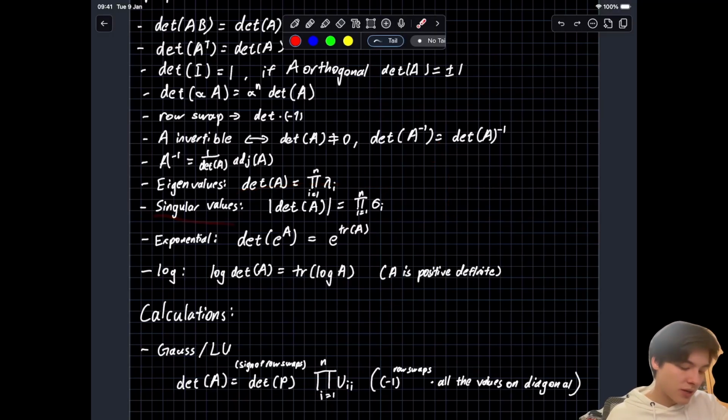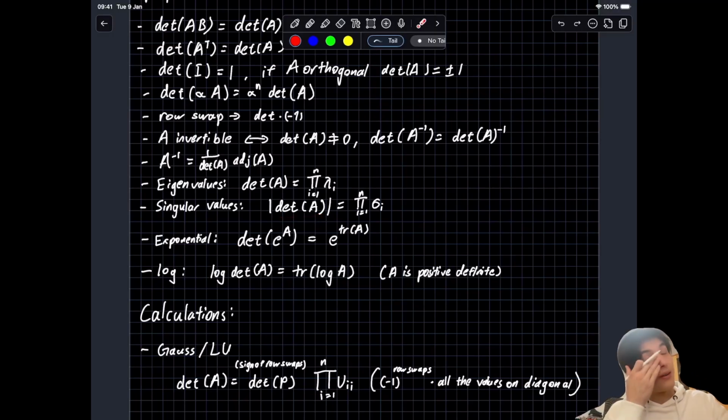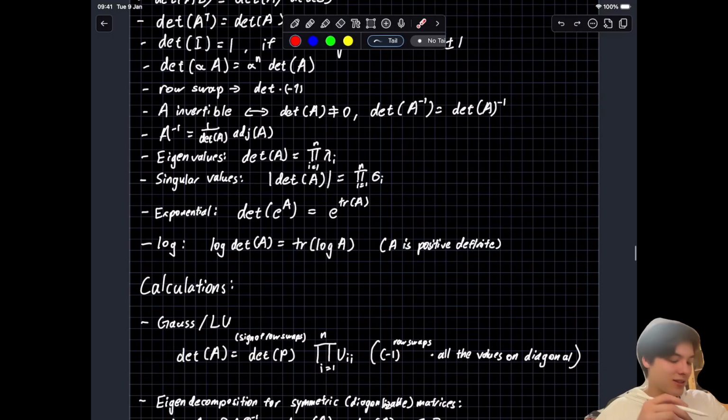Yeah, and that's why it's this. With the singular values, if we multiply all the singular values, it's the determinant of A, the absolute value.